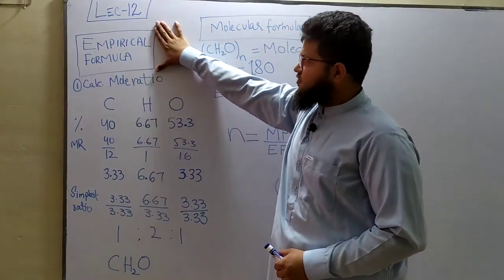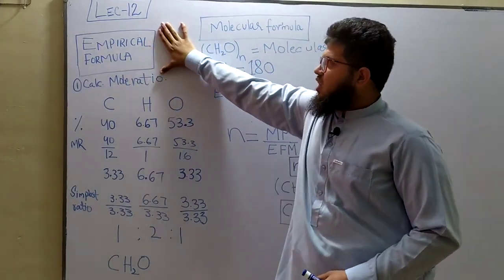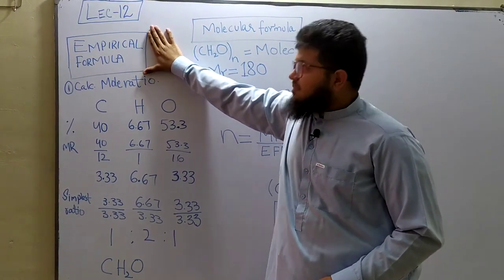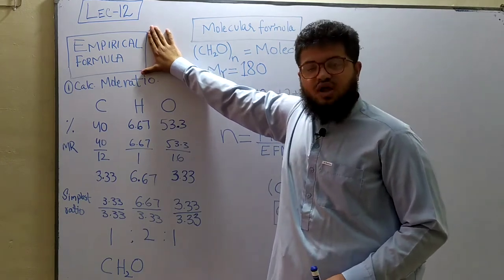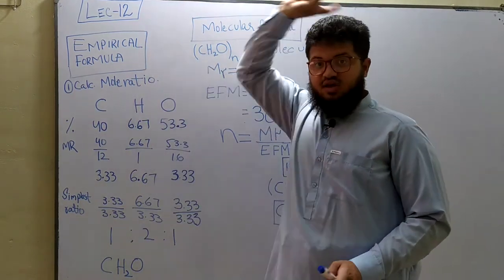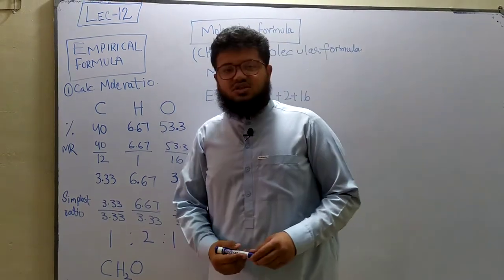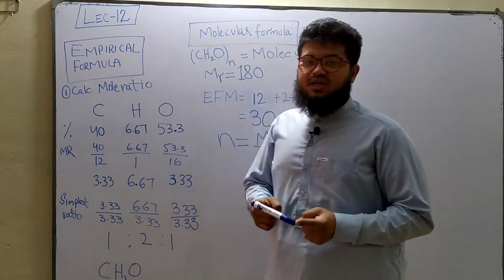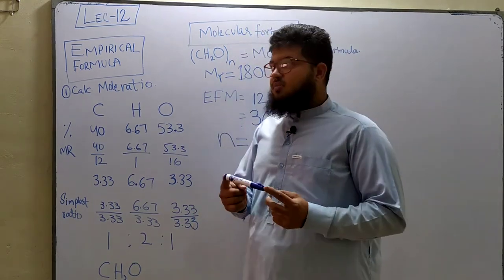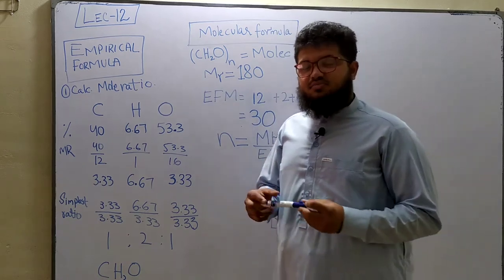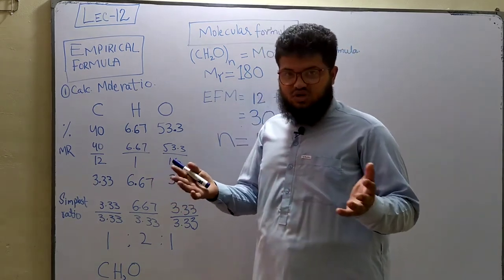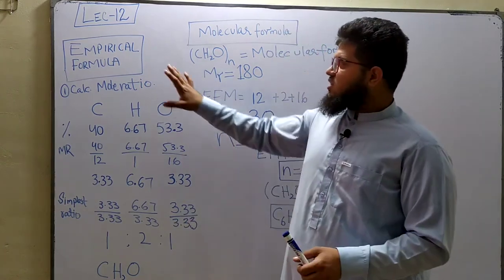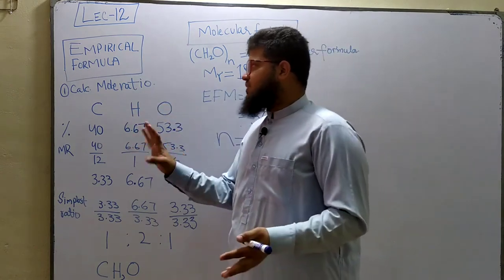So empirical formula, first of all, this is lecture 12 by the way. Now empirical formula, how do we calculate the empirical formula? What is empirical formula by definition first? So first of all, I gave you the definition of empirical formula way before in the previous lectures, that empirical formula by definition is the simplest formula representing the simplest whole number ratio between the different atoms which are present in the molecule of that particular compound, right? So now over here this empirical formula is the simplest formula basically.